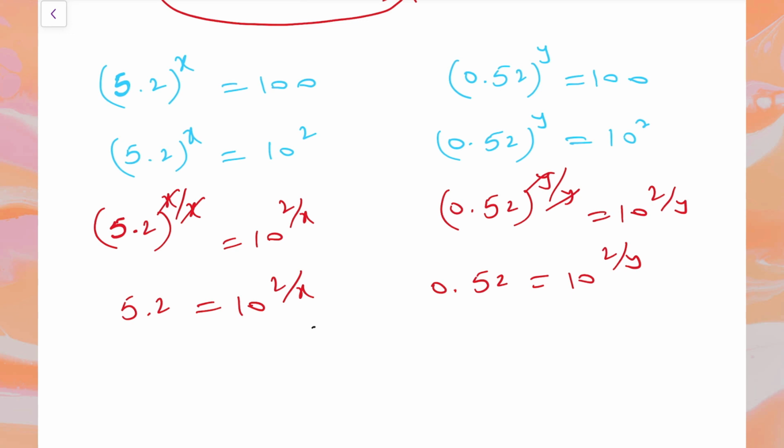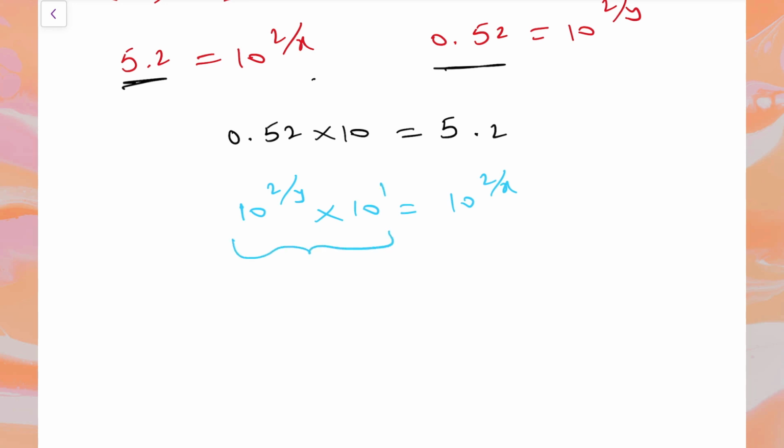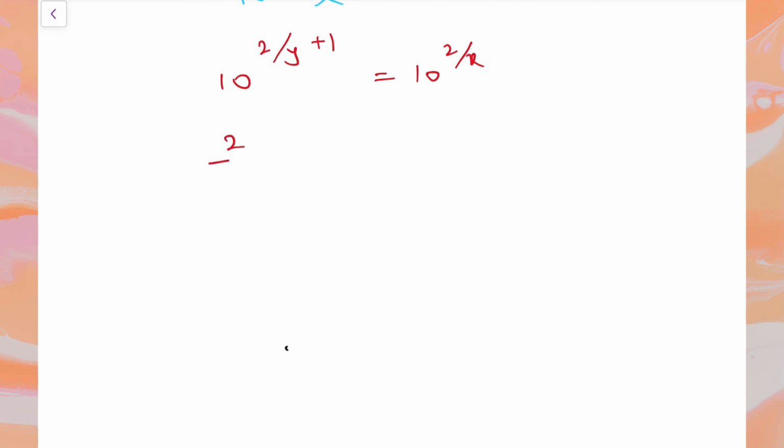Now if we observe this left side part, 5.2 and 0.52, what is the relation between these two? The relation is, 0.52 if you multiply with 10, you will get 5.2. So 0.52 value is 10 power 2 by y into 10, as it is, equals 5.2 value which is 10 power 2 by x. This 10 can be written as 10 power 1. 10 power 2 by y into 10 power 1. Both the bases are same, so we can add the powers. So that will become 10 power 2 by y plus 1 equals 10 power 2 by x. Both the bases are equal, so powers also equal. 2 by y plus 1 equals 2 by x.